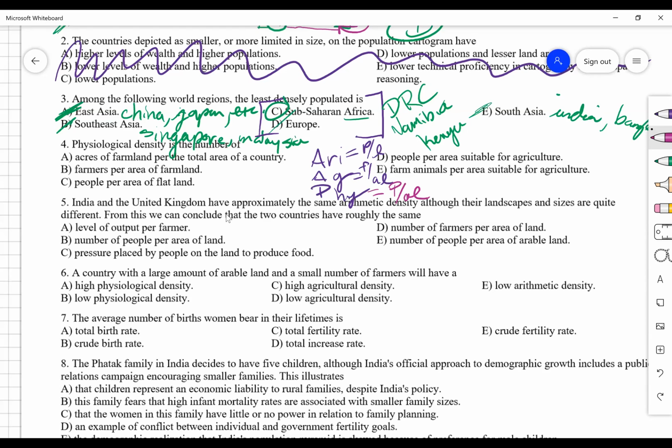Let's go see. E, farm animals. Did I ever talk about farm animals? No, shut up. People per area suitable for agriculture. Kind of like that one. Sounds cute. People per area of flat land. Nope, that's arithmetic. Farmers per area of farmland. Nope, agricultural. Acres of farmland per total area. This question's asking about population density. Is land a population? I didn't think so. Correct answer is again D.